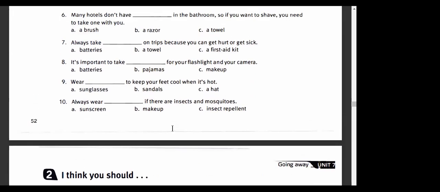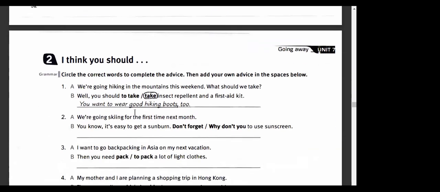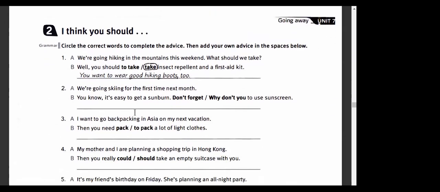Perfect. Good job, Danny. Oh, number ten. I always wear insect repellent if there are insects and mosquitoes. Yes. Repeat. Insect repellent. Yes. There you go. Thank you. Next.